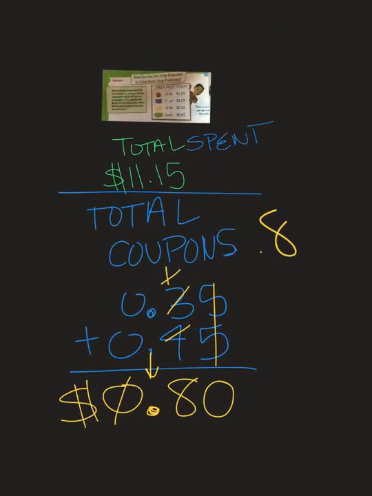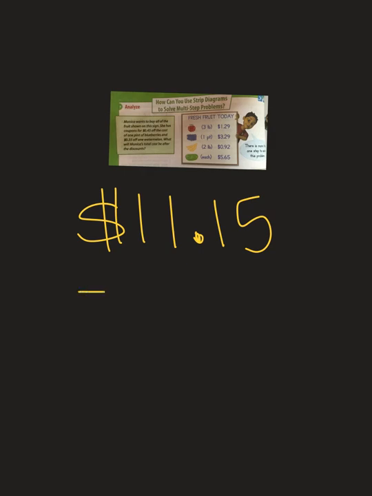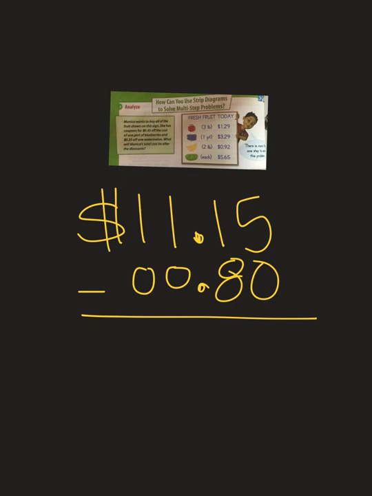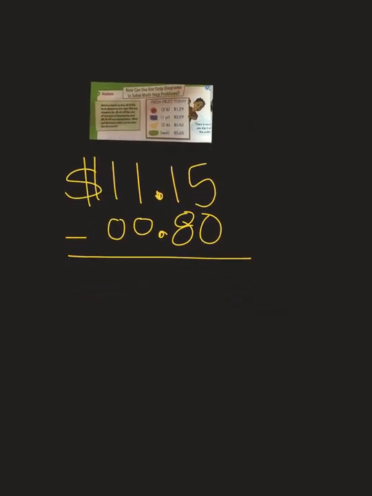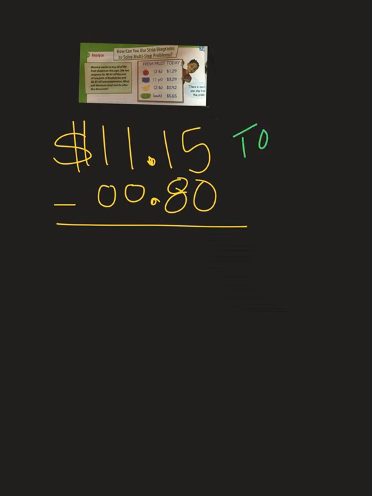Total coupons, 80 cents. So I'm going to go to my last slide and see if I can find my answer now. Okay, so I had total spent was $11.15. That was my total for buying one of each fruit for Monica. And I'm going to subtract the total coupons, which was 80 cents. I'm just going to put zeros here to make it easier. So let's label this real quick, because when you're doing word problems, it really helps to label the numbers. So this is the total cost, I guess is a better way to put it. And this number is the total discount.